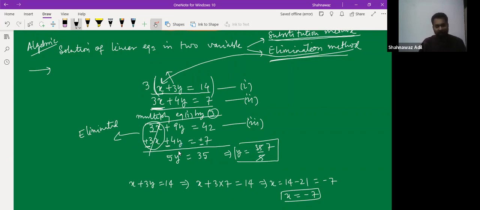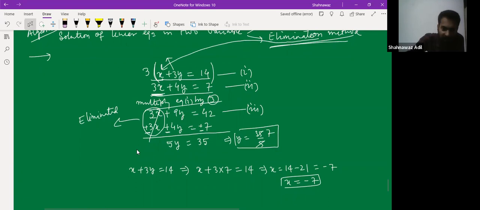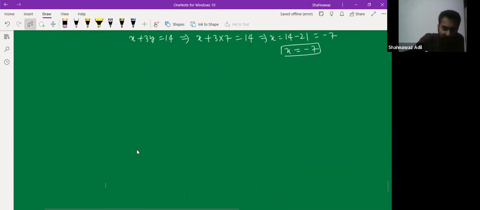What we do is that we first make the coefficient of one of the variables the same, and then we subtract. We can either subtract or add, whatever makes this term get cancelled, we try to do that operation. So let me give you one example, and then we'll start solving the other.